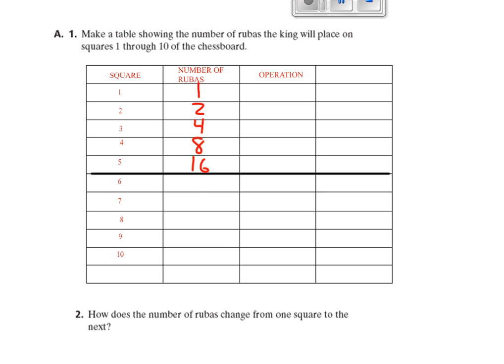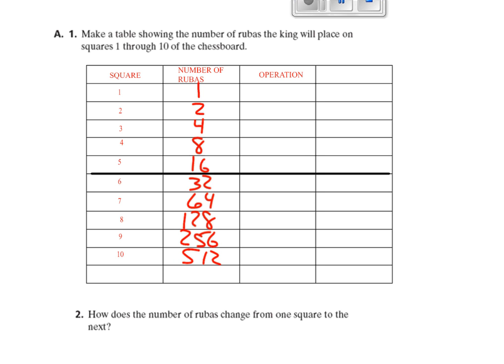Okay, hopefully you said 32, 64, 128, 256, and 512 rubas on square 10. Now, the operation part. What's actually happening? What do you see happening here? Discuss with the neighbor. You have 10 seconds to tell us what you think is happening.